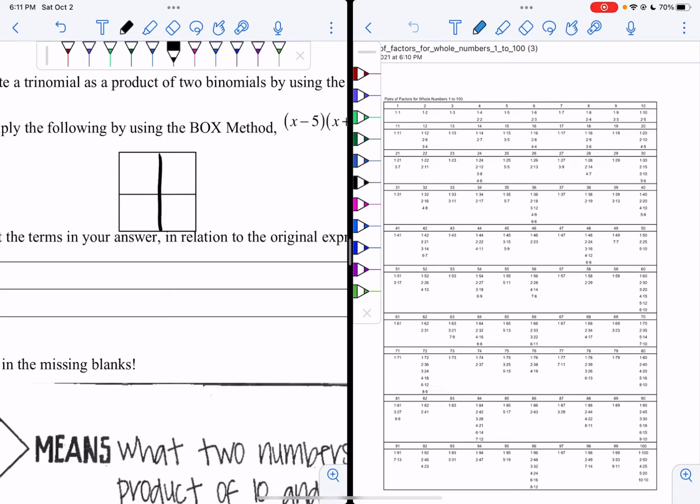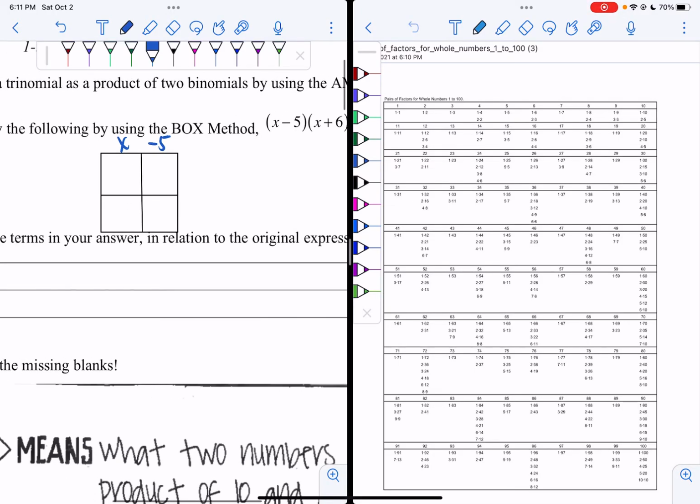So I'm going to draw my box, and then I have x minus 5, x plus 6, and on the inside I get these values by multiplying. So x times x is x squared, x times negative 5 is negative 5x, 6 times x is 6x, and then 6 times negative 5 is negative 30.